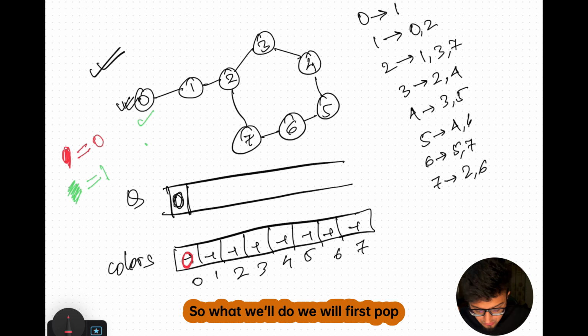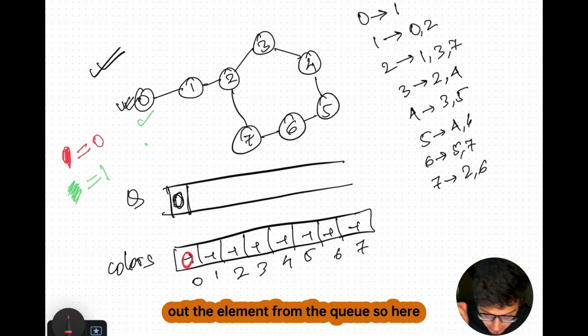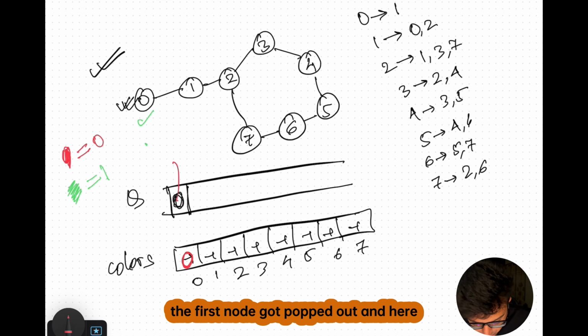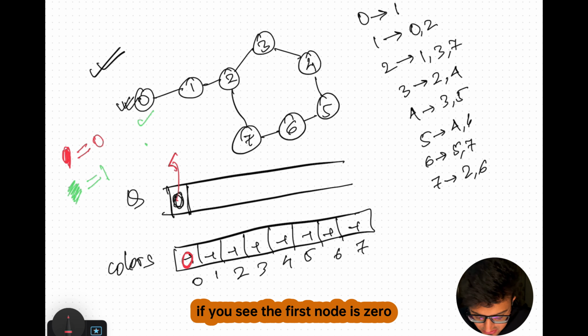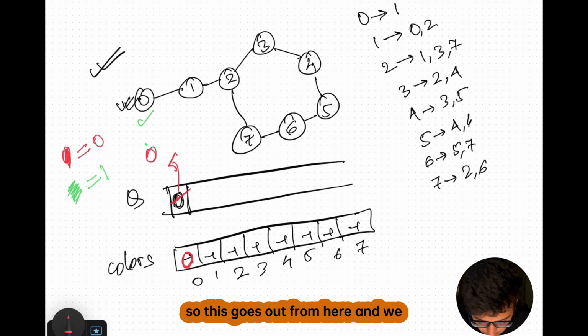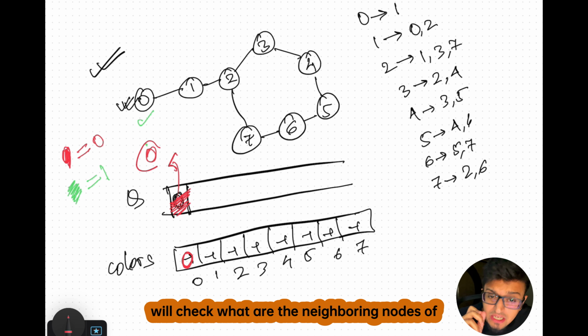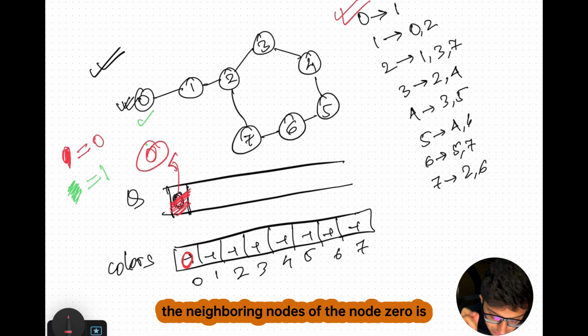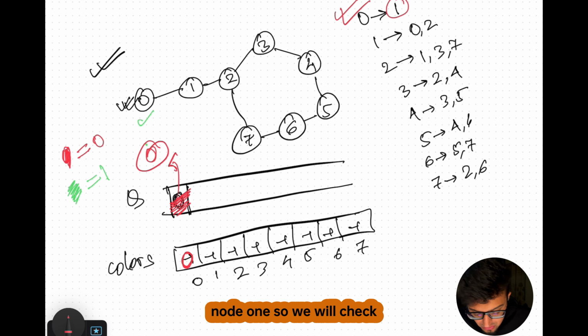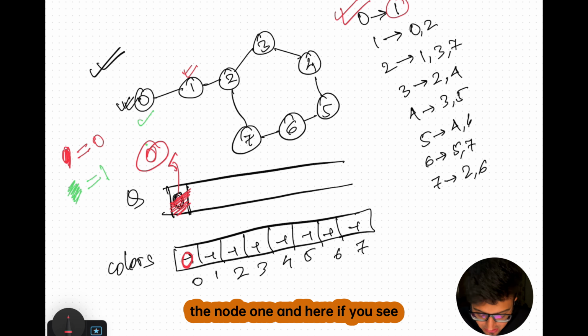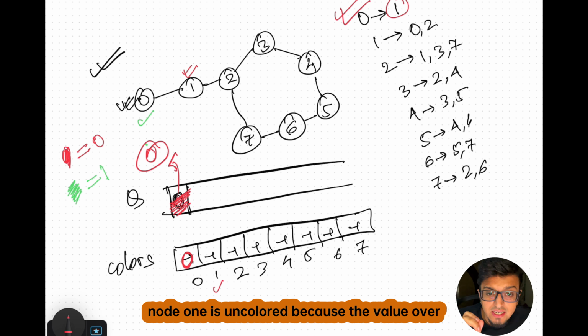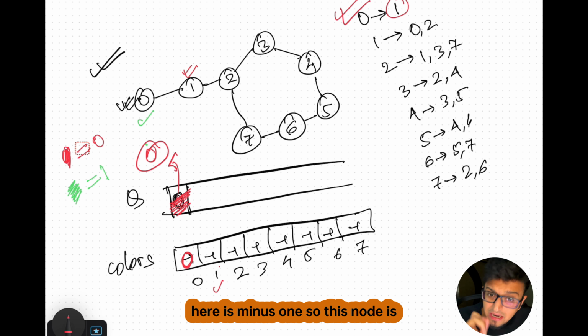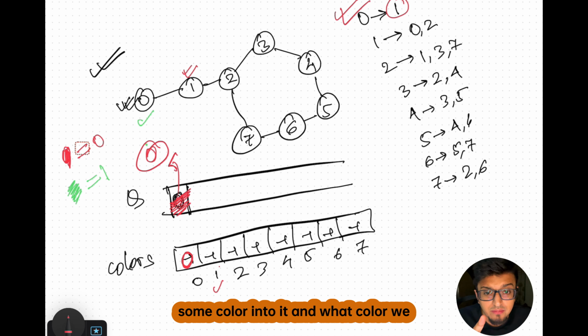So we will first pop out the element from the queue. Here the first node that gets popped out is 0. This goes out from here, and we check what the neighboring nodes of node 0 are. Here the neighboring node of node 0 is node 1. So we check node 1, and if you see, node 1 is uncolored because the value over here is -1. So this node is still not colored, and we have to put some color into it.